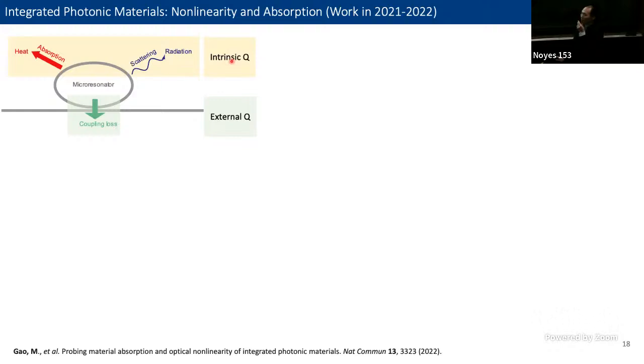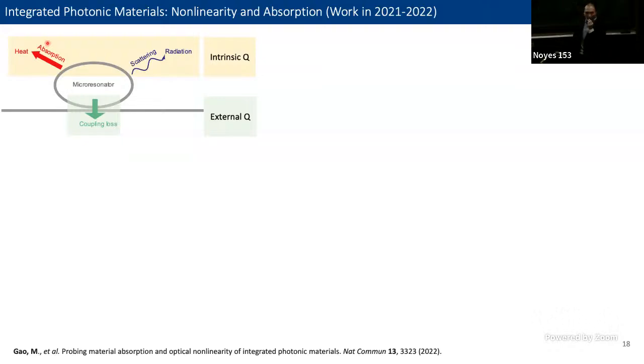The intrinsic quality factor contains multiple loss channels, including the absorption loss, which transfers the optical energy into heat and then further into temperature. Another loss channel is the scattering loss, which is related to the surface roughness, for example, of the resonator. Those loss channels are pretty distinct from each other, because the absorption of the material poses a fundamental limit on the highest intrinsic Q factor you can get by using this material to fabricate the micro resonator.